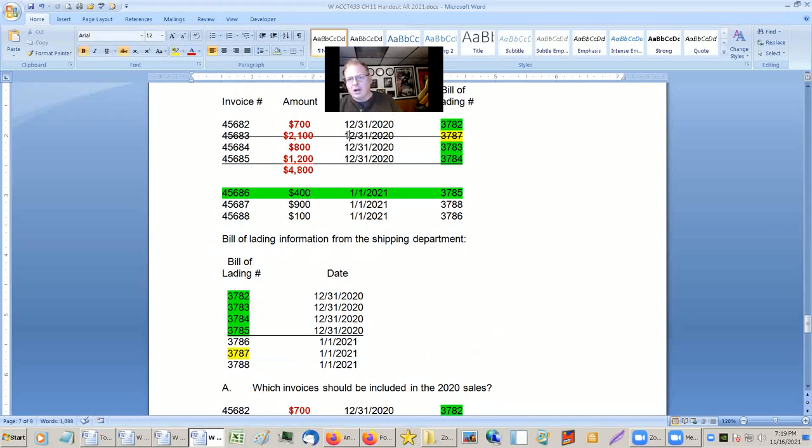The sales journal shows it as being sold here. But if you look down here to the bill of lading, this is the stuff that actually left. Now remember, if they still have it at year end on the premises, it hasn't been shipped. Nobody owes them anything. Got it. So the difference will be 1,700.